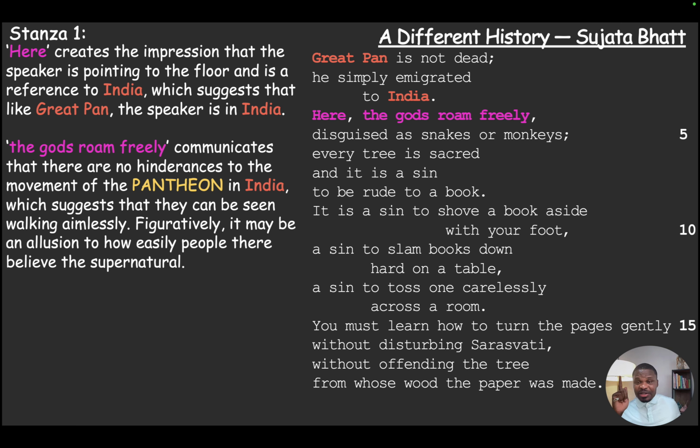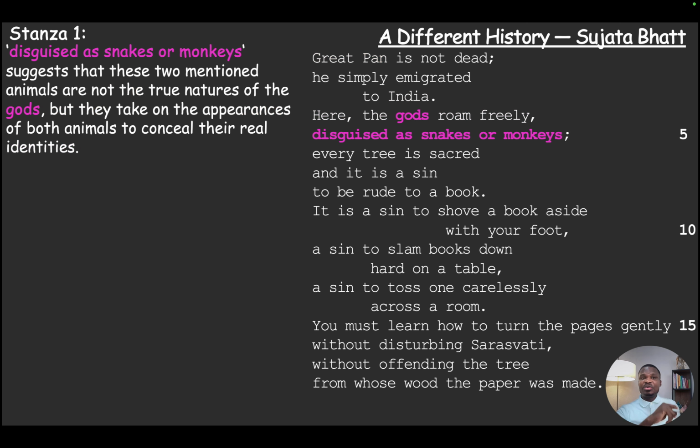Now, figuratively, however, it may be an allusion to how easily people there, or people in India, believe in the supernatural, by the point that is being made by the gods roaming freely. Now, the next thing we see is that the speaker begins to tell us how the gods present themselves with a detail: disguised as snakes or monkeys. So that suggests that these two mentioned animals, snakes and monkeys, are not the true nature of the gods. Instead, the gods take on the appearance of both animals to conceal their real identity.